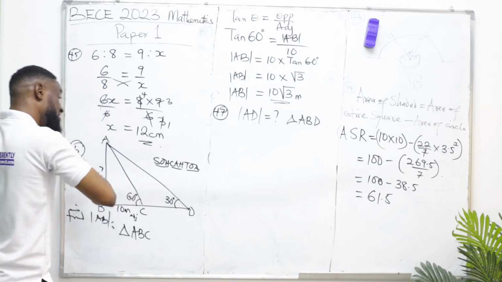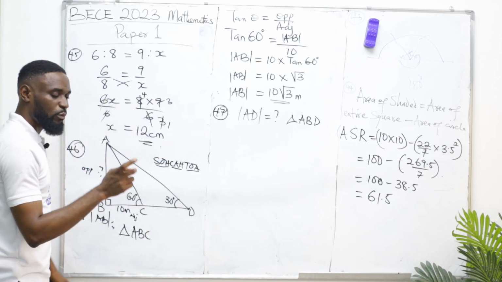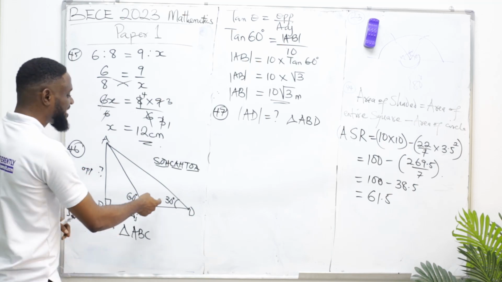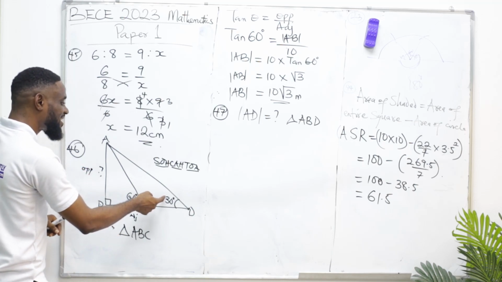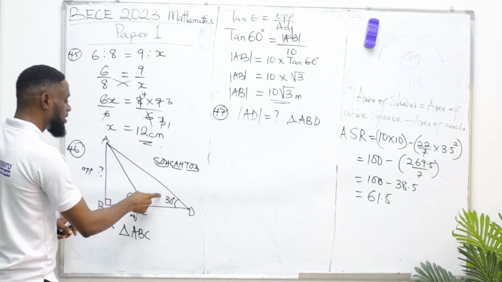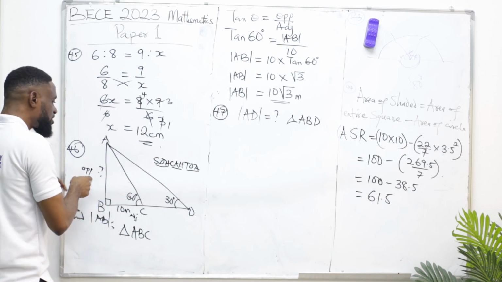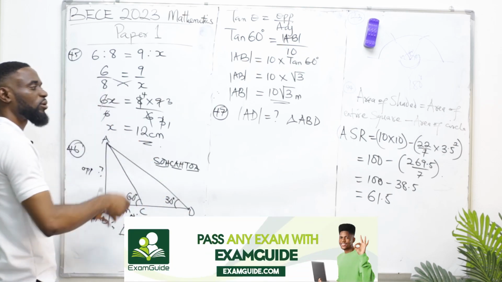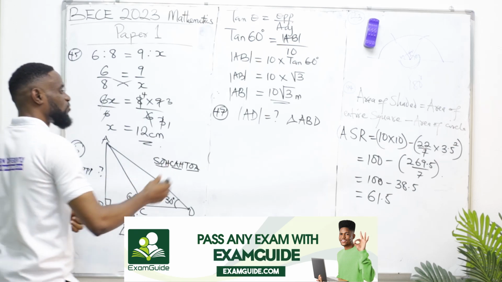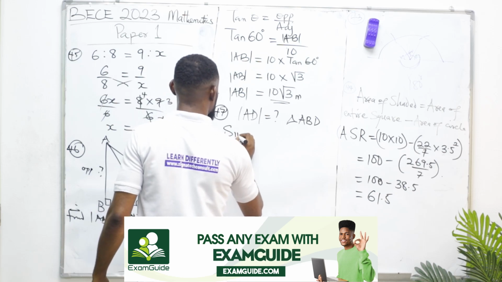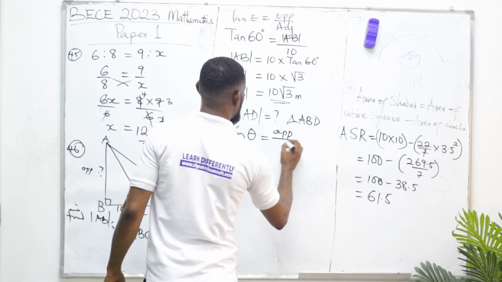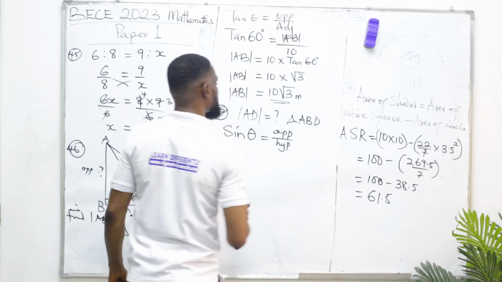The opposite side of this entire angle is this side. Remember, the opposite side is the side that is facing the angle. So whatever ratio we use, whether sine, cosine, or tan, the one that will be opposite over hypotenuse is sine. So we say sine theta is equal to opposite over hypotenuse.